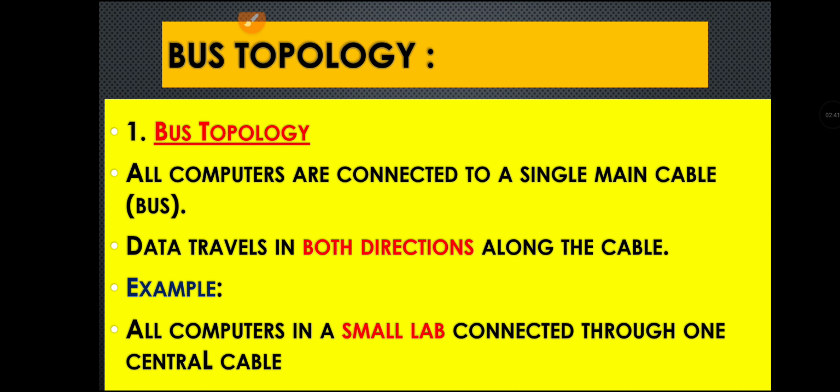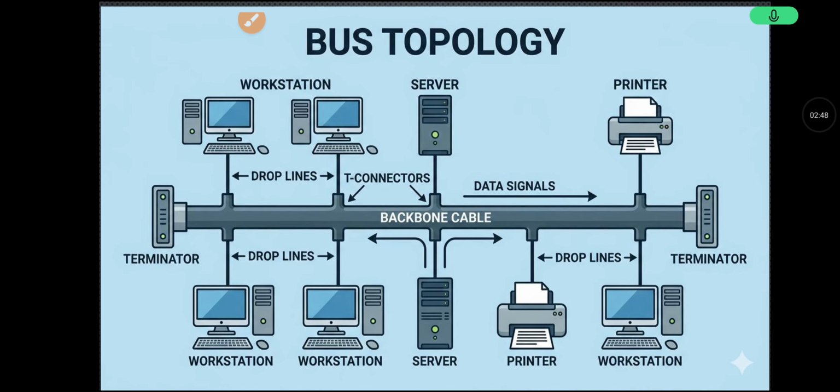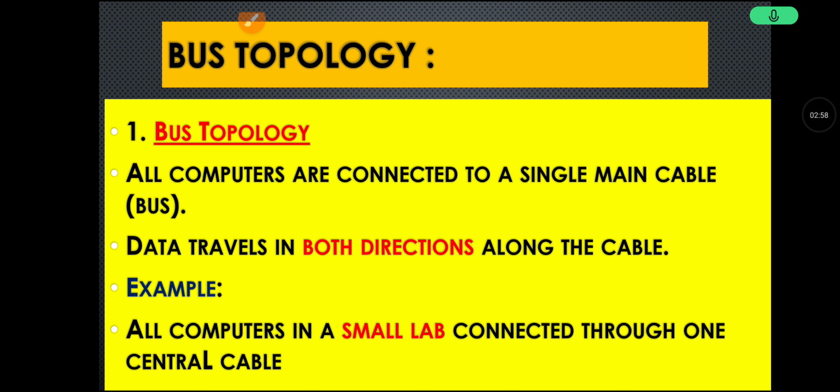Here data travels in both directions along the cable. Just look at the screen. Here data travels in both directions, that is backward direction and forward direction. Look at the screen carefully, we can easily understand. Example, all computers in a small lab connected through one central cable. So my dear students, we use bus topology specifically in a small lab.